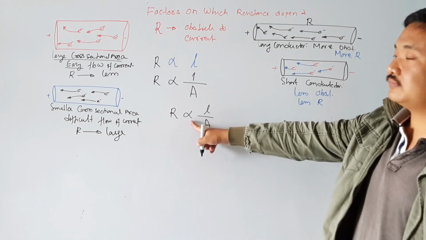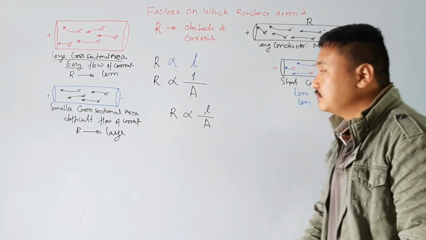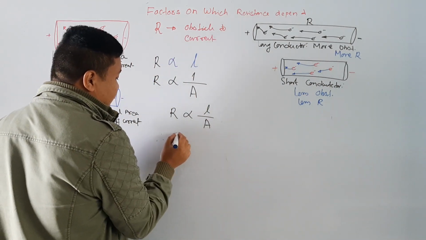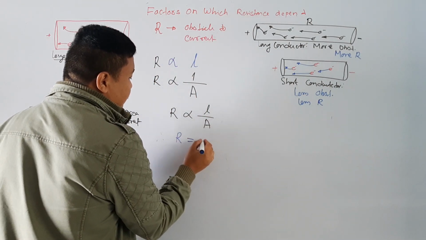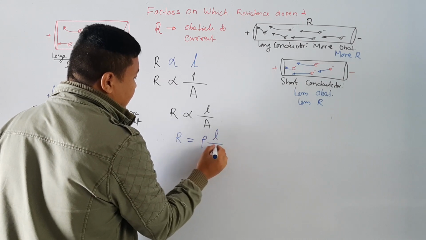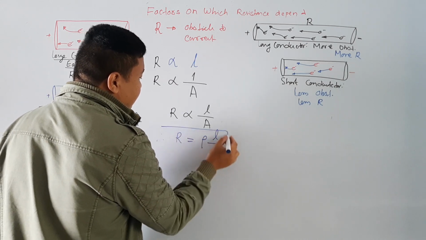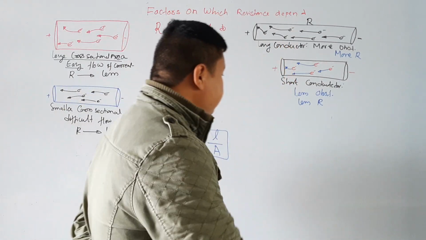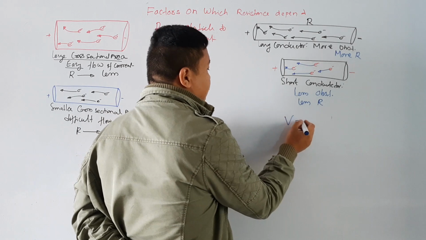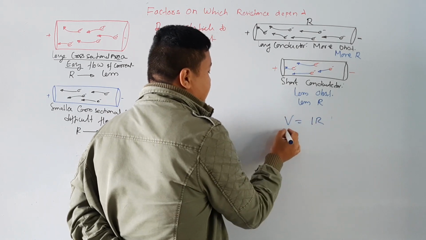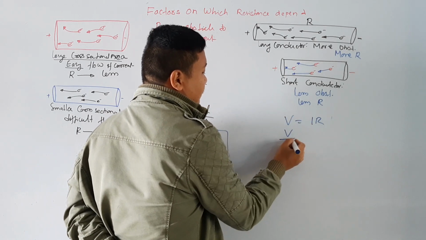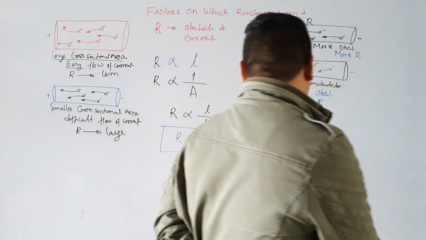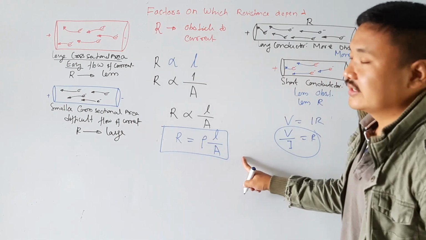Now I want to remove the proportional symbol. To remove this, I have to put one constant. Then I will get R is equal to rho L by A. So this is one more formula of resistance. We also know V is equal to IR. From this, if I bring I down, it gives me R equals V by I. So this is one formula and this is another formula of resistance.